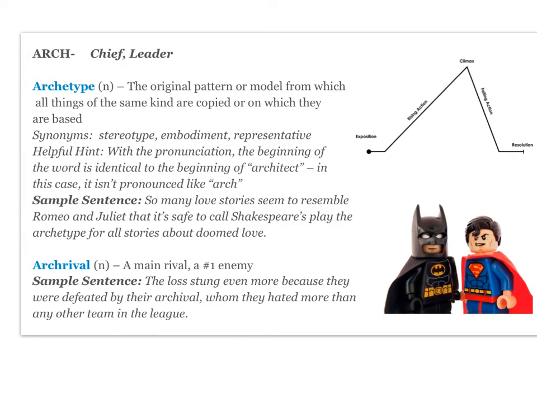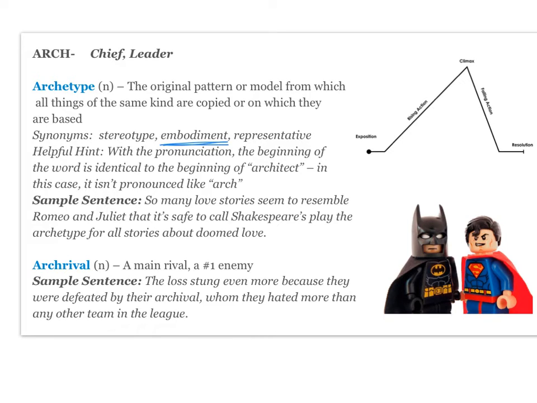Your next root is arch, which means chief or leader. And your first word is archetype. It's a noun, and it is the original pattern or model from which all things of the same kind are copied or on which they are based. Your synonyms are stereotype, embodiment, or representative. So that's a word we've had before.